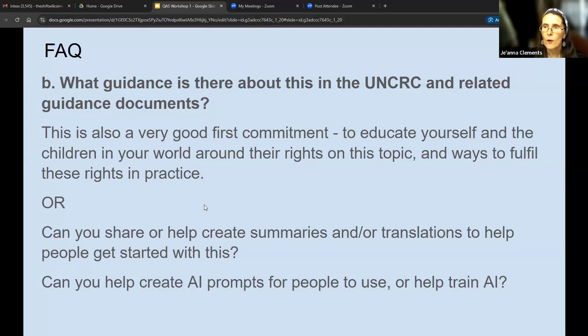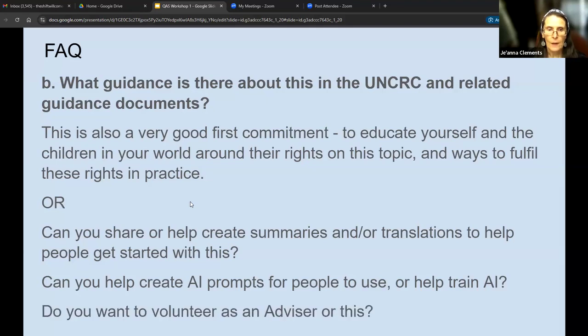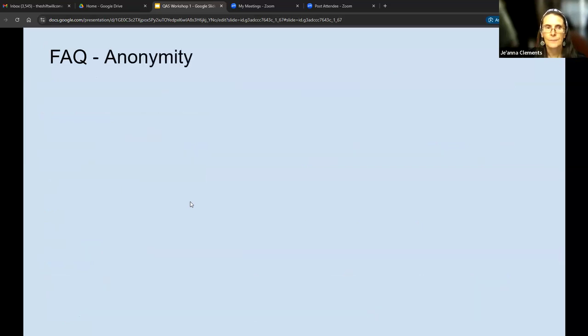This is something that we're already working on: creating cut and paste prompts that you can put into an AI to help find out how what you are looking at relates to the UNCRC. Or might you even be able to help train an AI? Because in the end, we'd really like to have an AI service where people can upload in their own language, or in their own way of expressing things, and the AI can help them identify what they're trying to do and how it aligns. And again, maybe you are in a position to volunteer as an advisor for this.